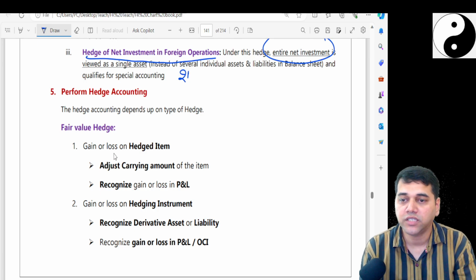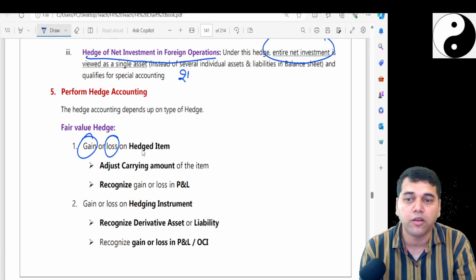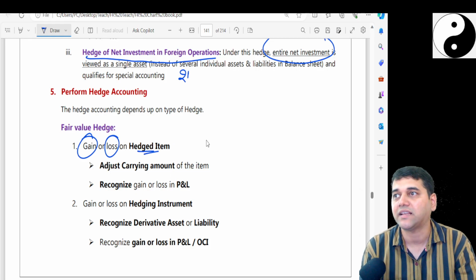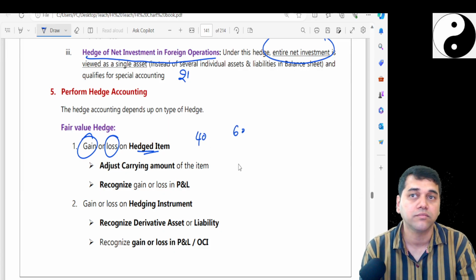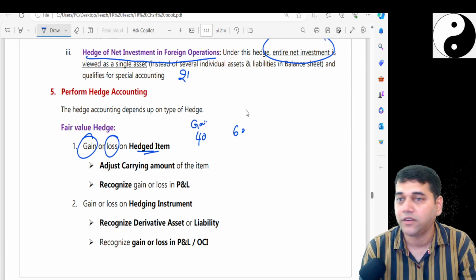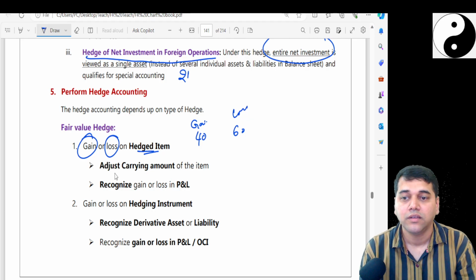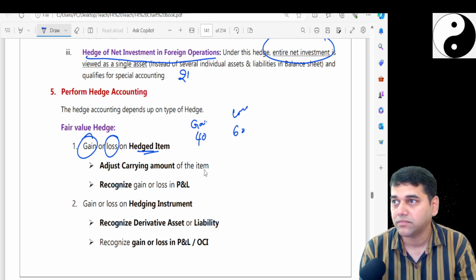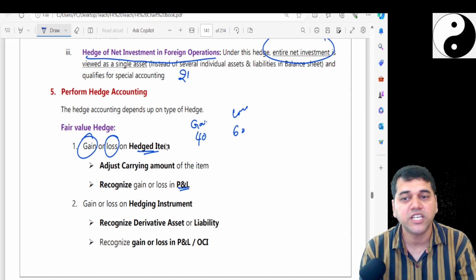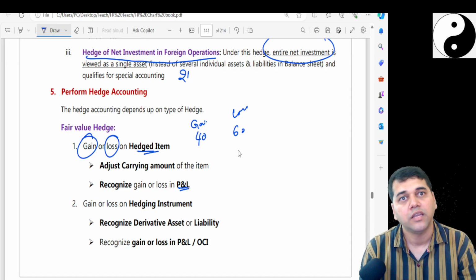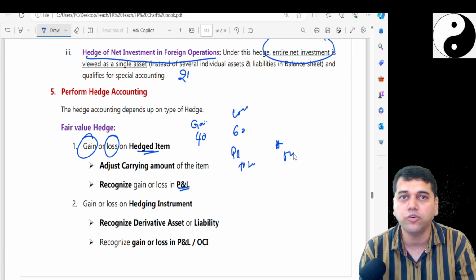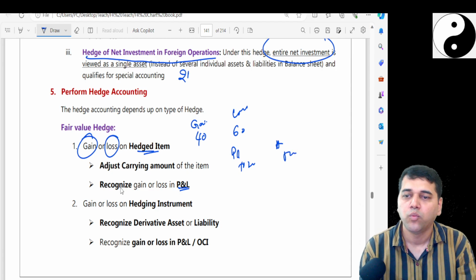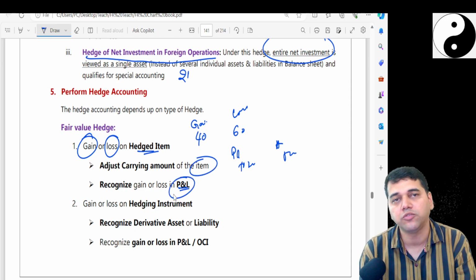If it is a fair value hedge, there can be a gain or a loss on the hedged item. Like you thought 50 lakhs for the school fees 10 years down the line; it can be 40 or it can be 60. If it is 40, it's a gain for you. If it is 60, it's a loss for you. Now adjust the carrying amount of the item and recognize the gain or loss in the P&L account. If the hedged item is an asset and it is a loss, you debit P&L and credit the asset; if a gain, debit the asset and credit P&L. Same for a liability. One leg should be on the item, another leg should be the P&L.